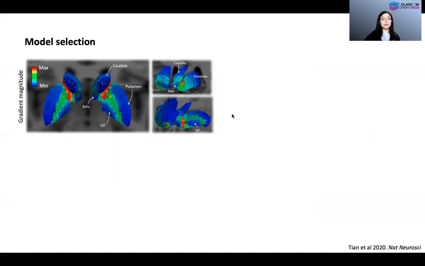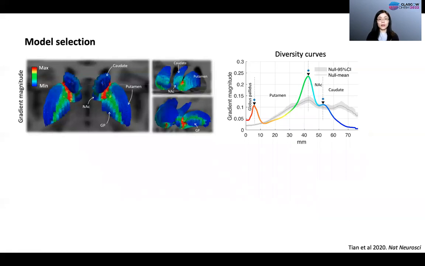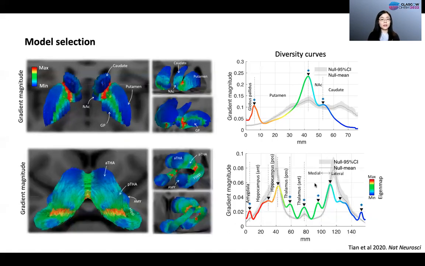What we do next is to project the three-dimensional gradient magnitude to a two-dimensional diversity curve. And we can clearly see three peaks corresponding to the locations of the functional boundaries. Similarly, we do the same approach for the ventral part of the subcortex, where we see streamlines propagating through left and right thalamus, hippocampus, and amygdala. Again, we see a lot more local peaks or local maxima presented in the diversity curves.